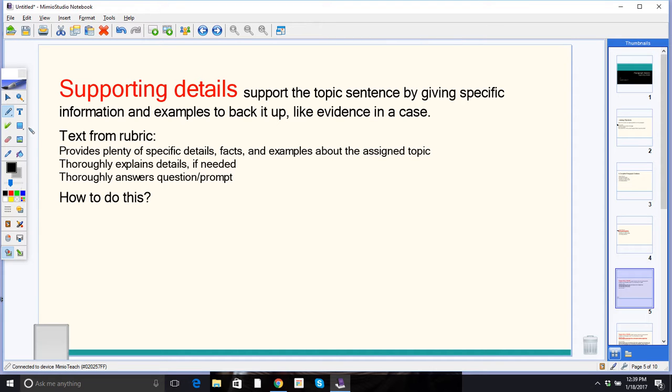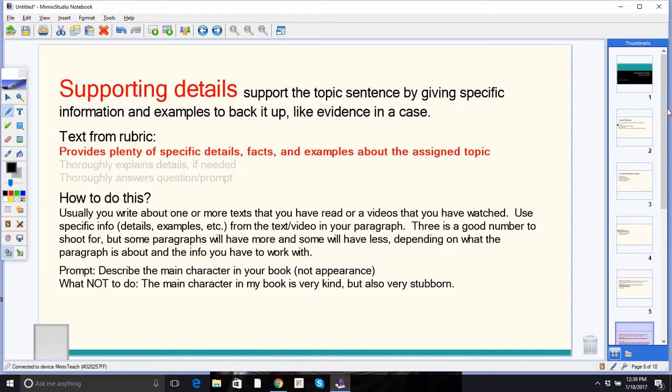If you look at this text from the rubric, it shows what a good paragraph contains with regards to supporting details. So, a strong paragraph provides plenty of specific details, facts, and examples about the assigned topic, thoroughly explains details if needed, and thoroughly answers the question or prompt. But how do you do this?